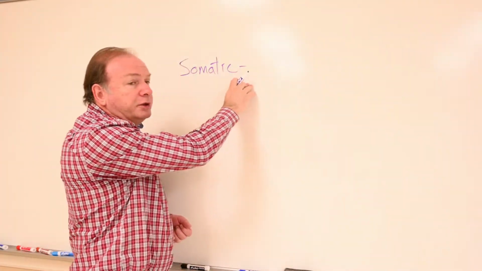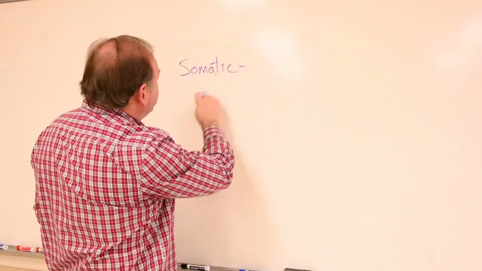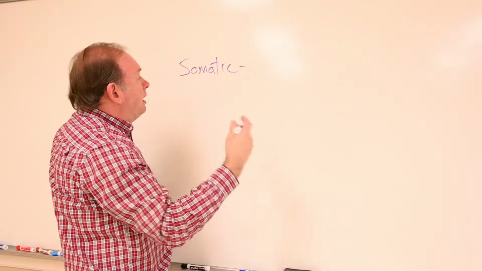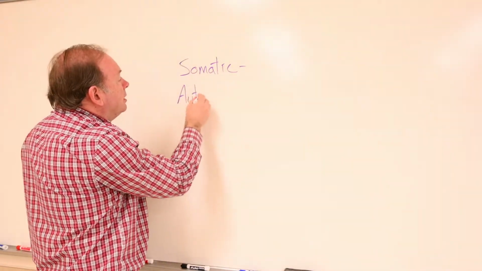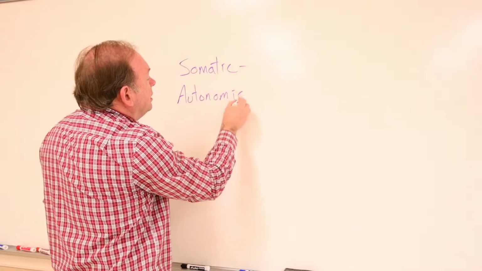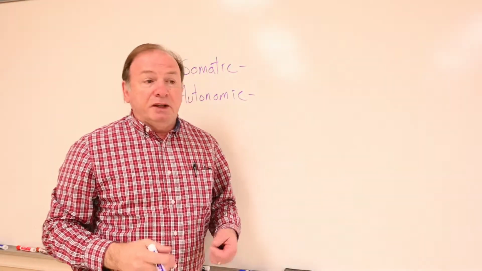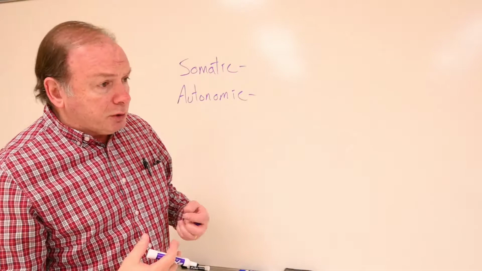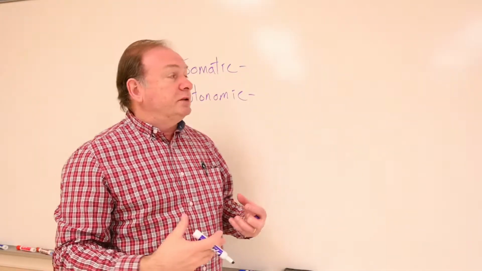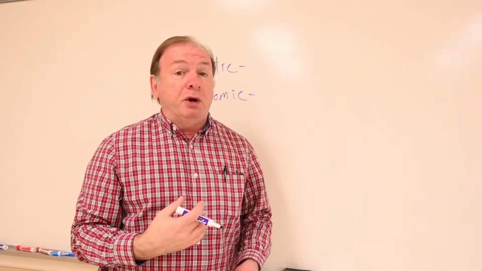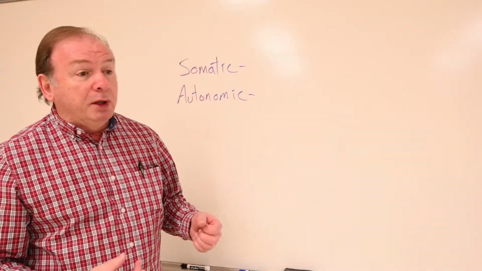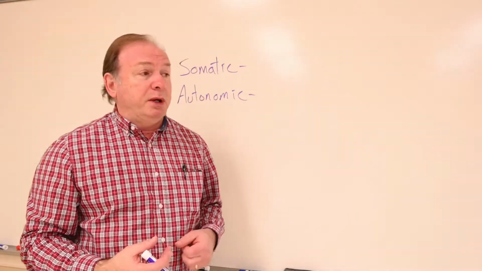Works at the conscious level, you have conscious awareness of what's going on, both sensory and motor. The other branch, autonomic, this works at a subconscious level. So you don't have conscious awareness of what's going on with these functions. For example, establishing your heart rate would be an example. Dilation of your blood vessels would be an example.